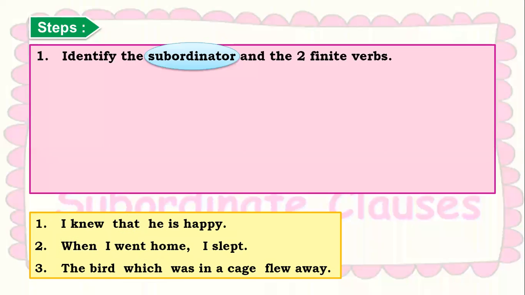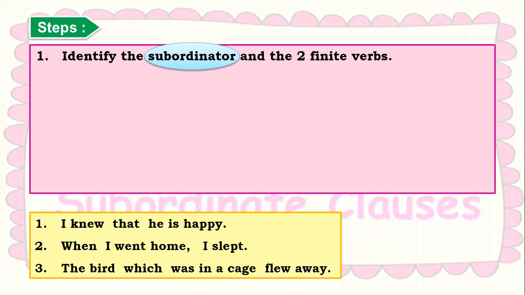You are going superb. And now it's time to check the steps to remember while identifying a clause. So let's get started. Here is a quick recap. The first step is to identify the subordinator and then the two finite verbs. So here we go. Let's mark the subordinators in the list.